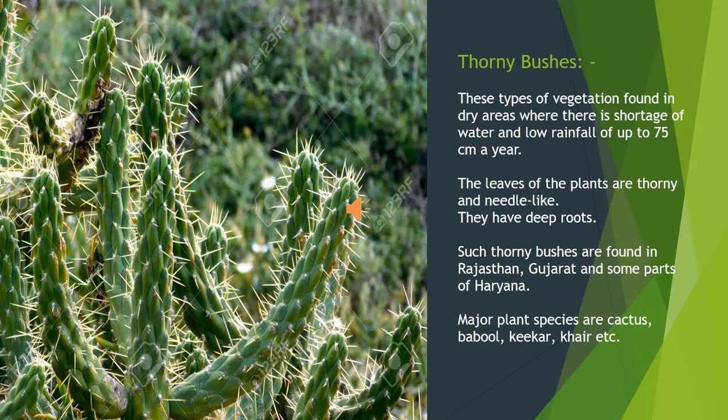Children, what do you know about the thorny bushes? Thorny bushes are the types of vegetation found in dry areas where there is a shortage of water and low rainfall up to 75 centimeter a year. The leaves of the plants are thorny and needle-like. They have deep roots. Such thorny bushes are found in different states like Rajasthan, Gujarat and some parts of Haryana. Major plant species are cactus, babool, kikar, kale, etc.